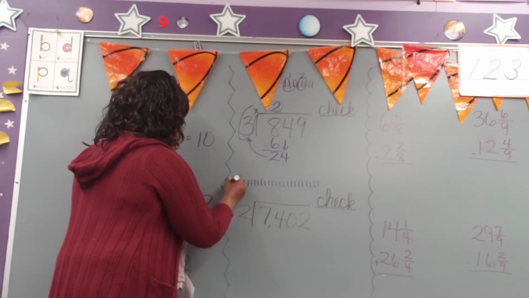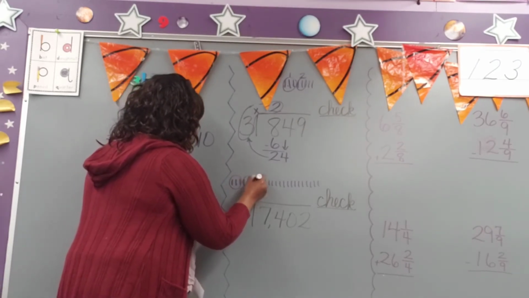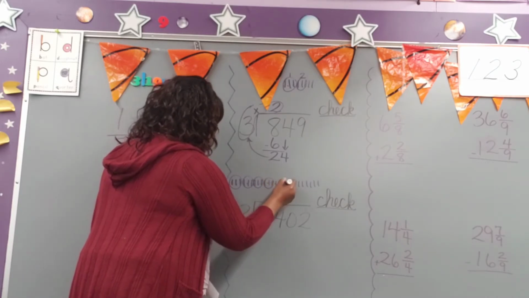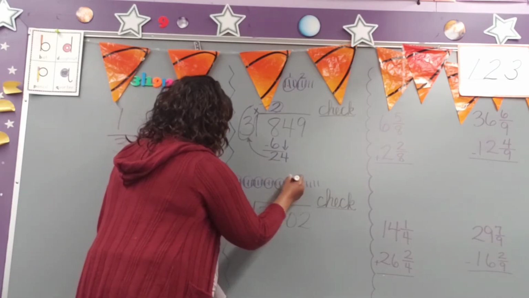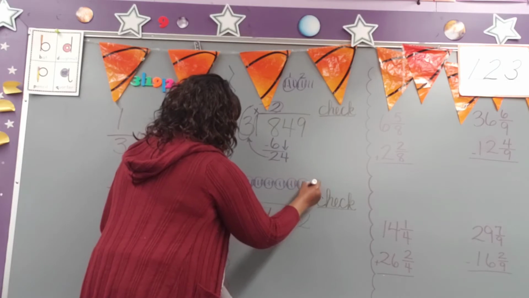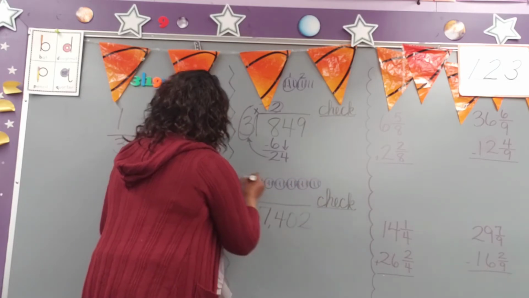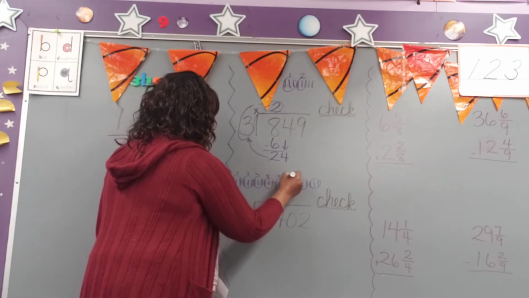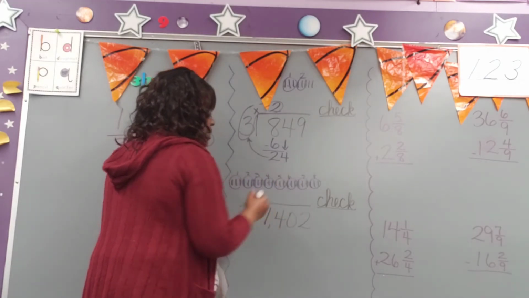1, 2, 3, circle. 1, 2, 3, circle. Count your circles. 1, 2, 3, 4, 5, 6, 7, 8.